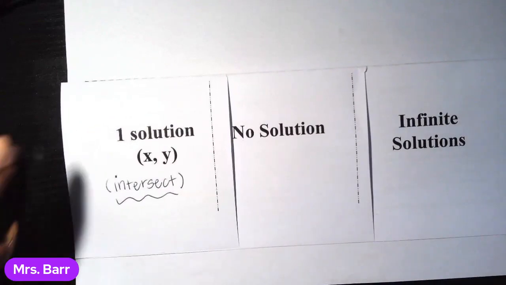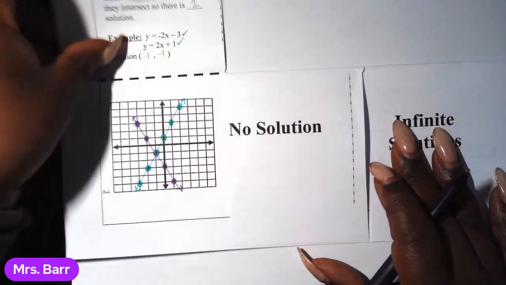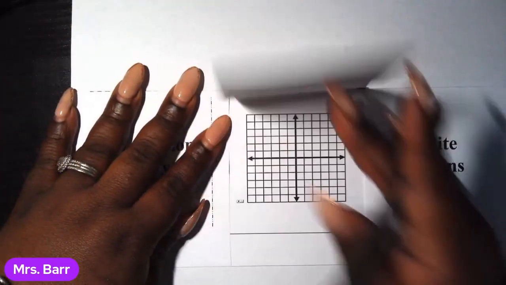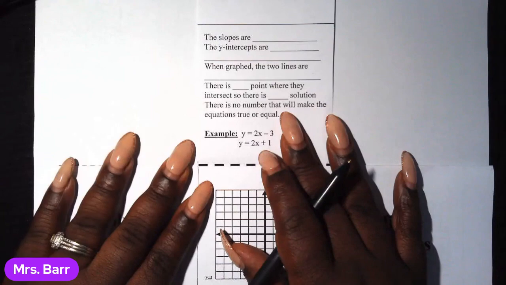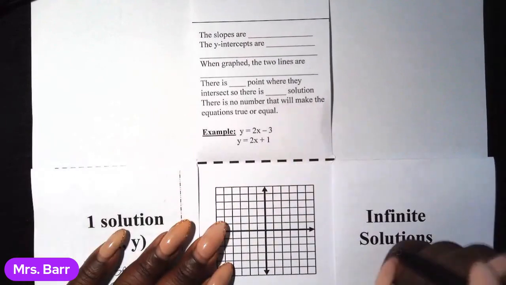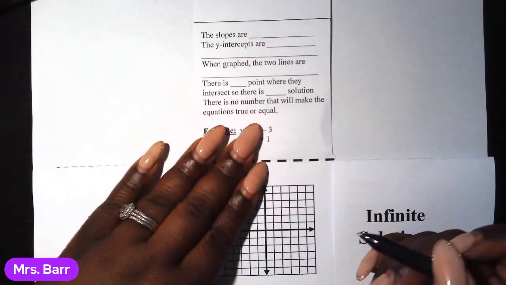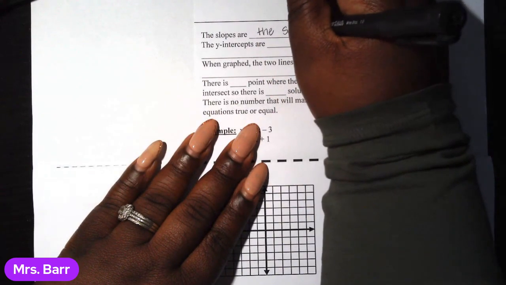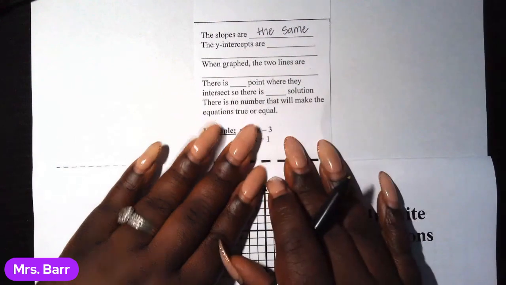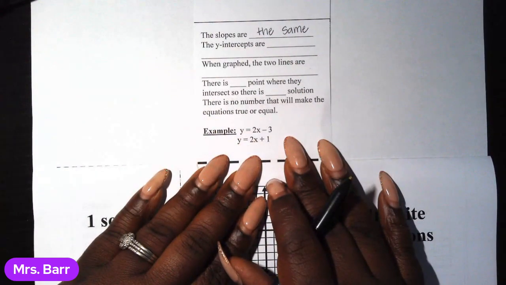All right, let's jump to no solution. So we talked about when it's one solution. Let's now talk about when it's no solutions. So you don't have a solution. When there are no solutions, what do we notice? You will notice that the slopes are the same. You'll also know that the y-intercepts are different.